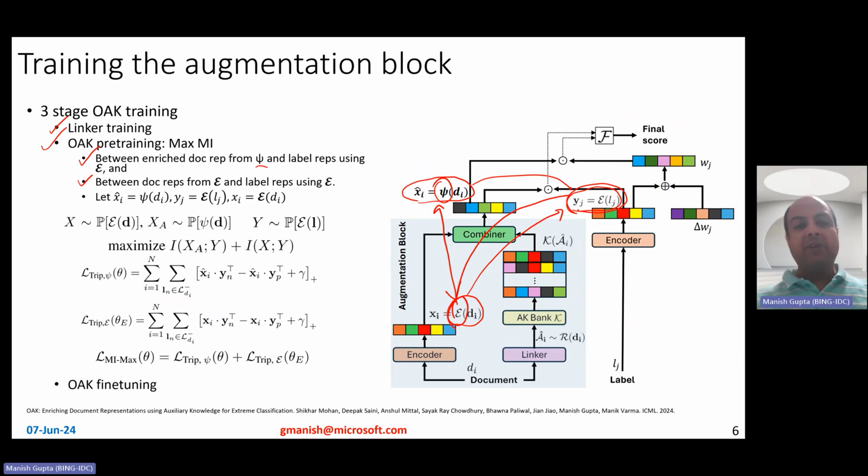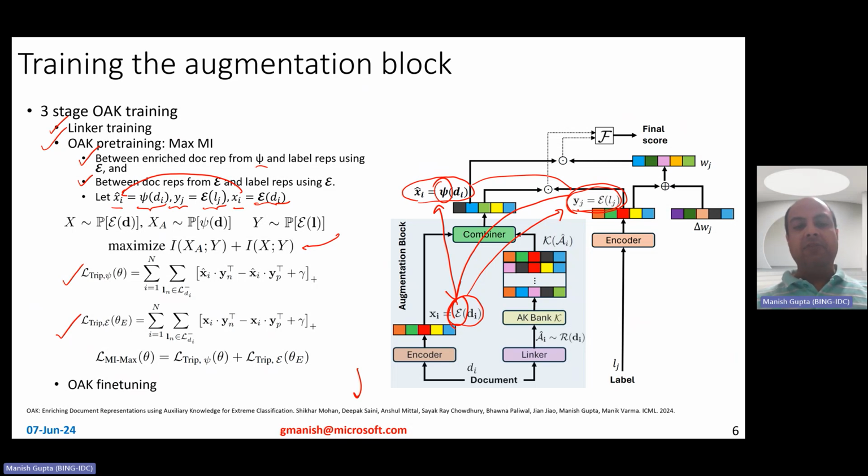Now, to keep notation simple, we could represent this phi notation with xi hat, the label representation by y, which is on the y side, and the encoded representation for the document by xi itself. So xi hat is a revised version of xi with the metadata or the auxiliary knowledge information included. Now, maximizing mutual information is equivalent to minimizing the triplet loss. The proof is there in the paper, but I'll not go over it. You can look at the paper to understand the proof.